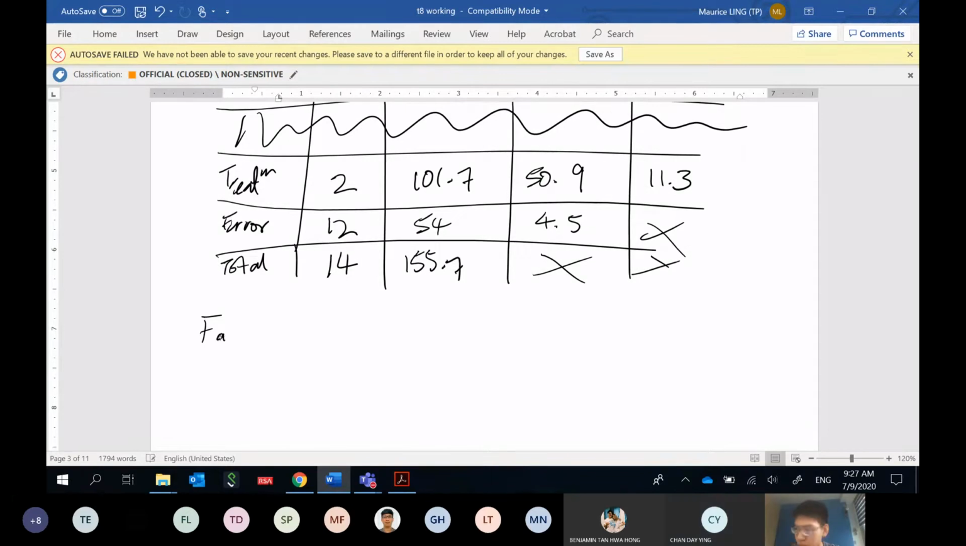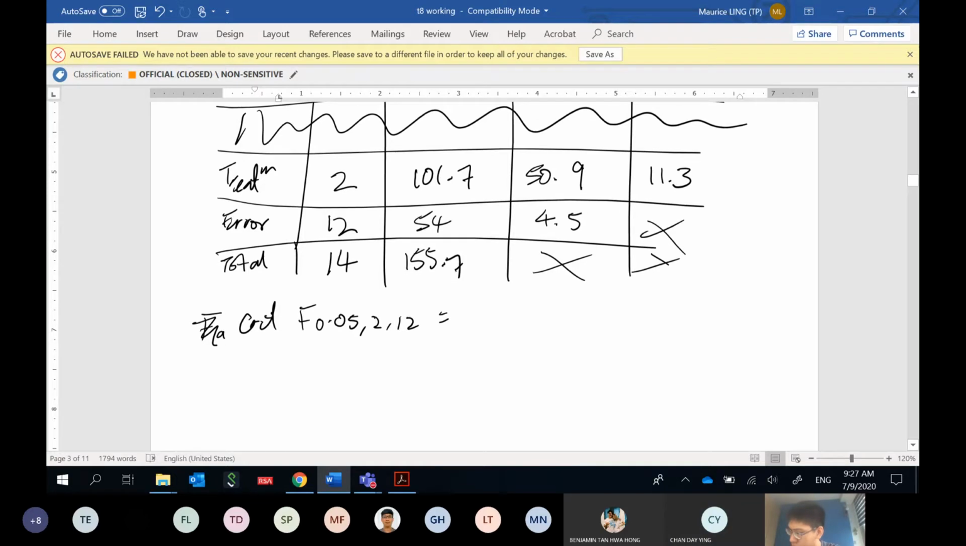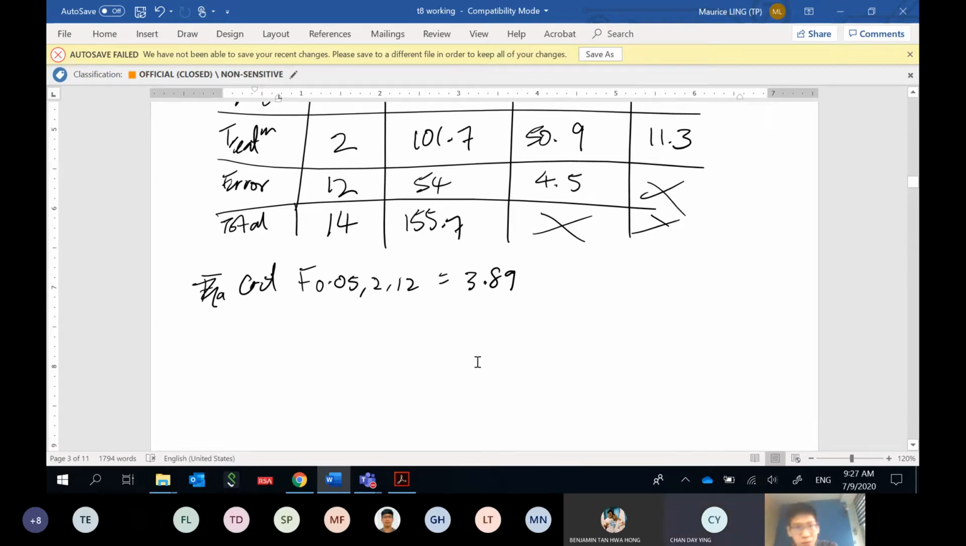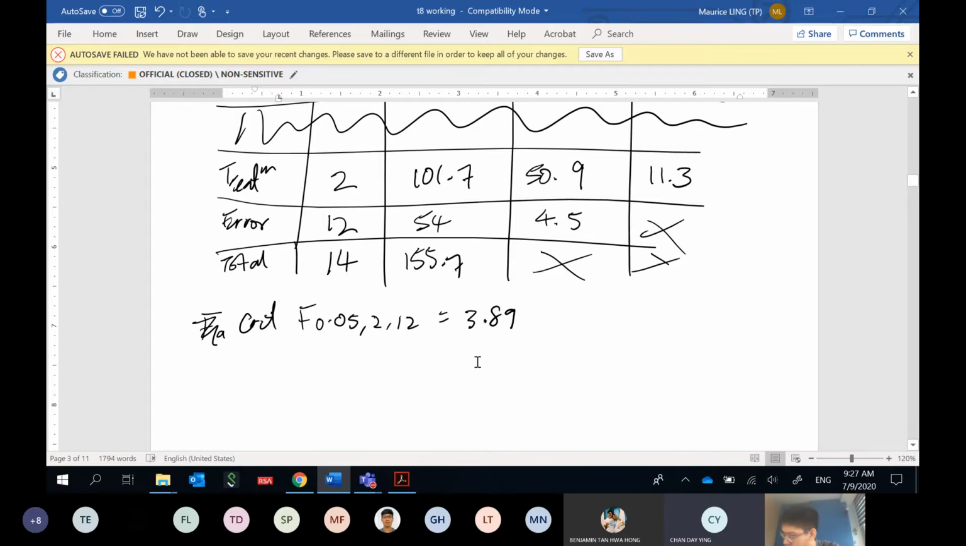So what will be the critical value? The critical value will be at 0.05, and then what are the 2 degrees of freedom? The treatment and error, 2 and 12. 2 and 12. Okay, so what will be the number? 3.89. So what is your conclusion then? The conclusion is, since your F statistic is greater than F critical, you reject the null. We reject the null.